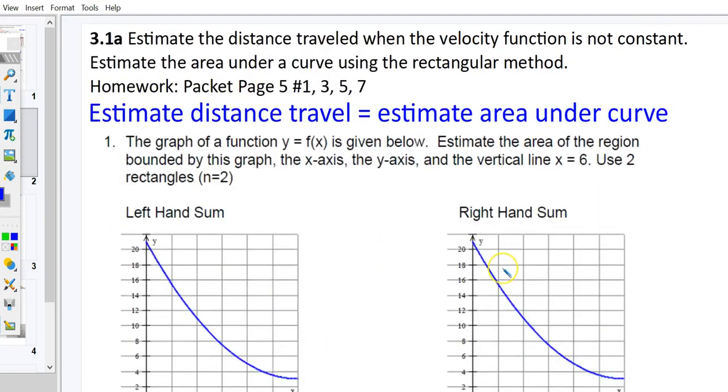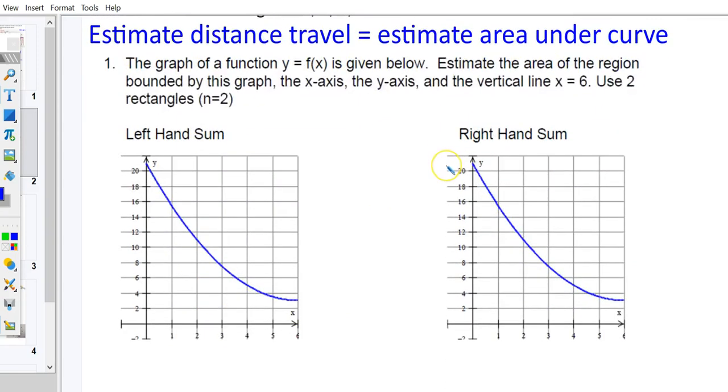Okay, so let's try this again on the next page. We've got 2 graphs here, and estimate the area bounded by the graph, the x and y axis, and when x is 6. So these grids, they stop at 6, so that's good. We don't have to stop. Use 2 rectangles.